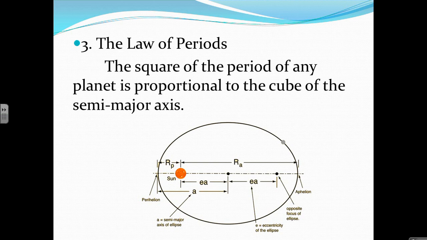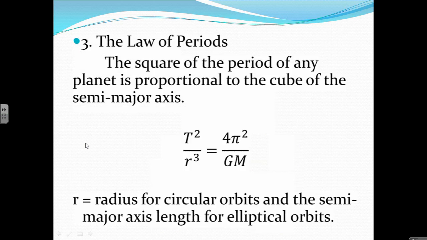And there's an equation that's associated with the law of periods. That equation is the period, capital T squared, divided by the radius, which would be the radius for a circular object. It could also be the semi-major axis length for an elliptical orbit. So the period squared divided by this radius or semi-major axis length cubed is equal to 4 pi squared divided by GM.